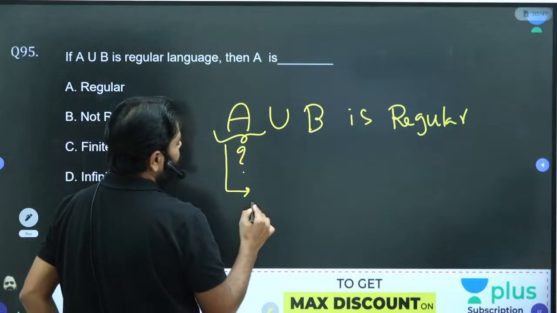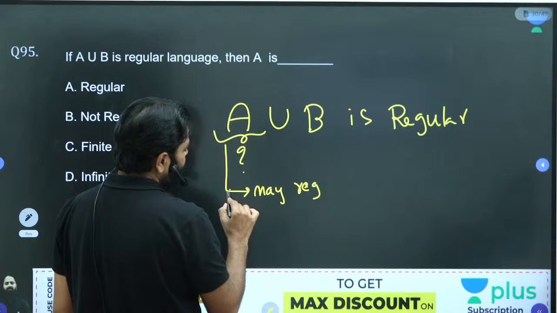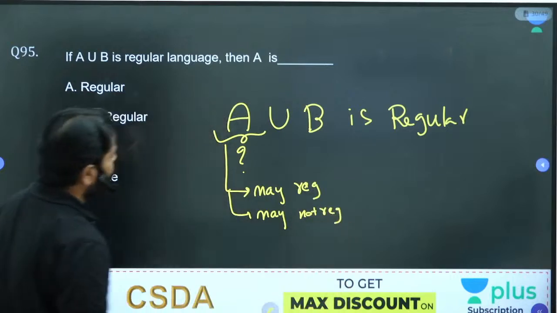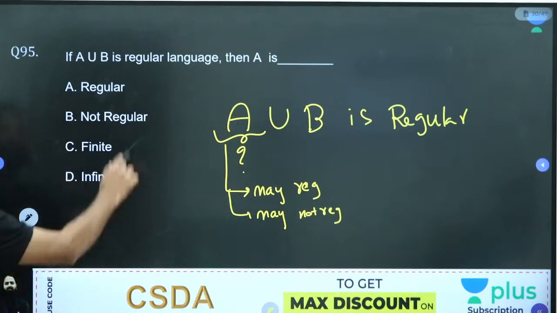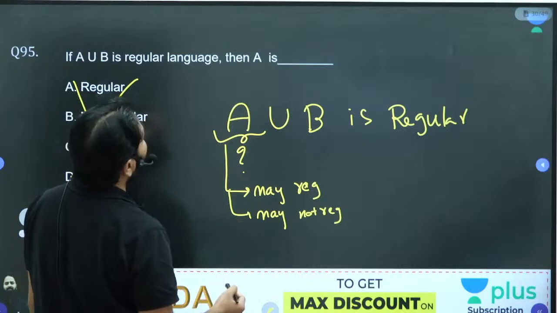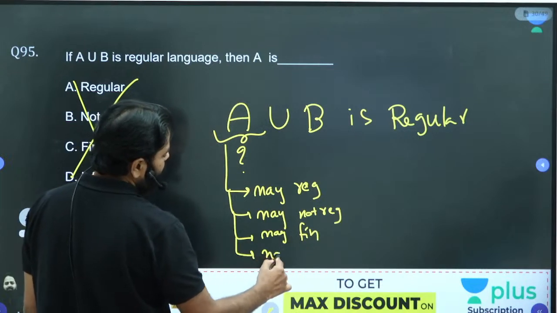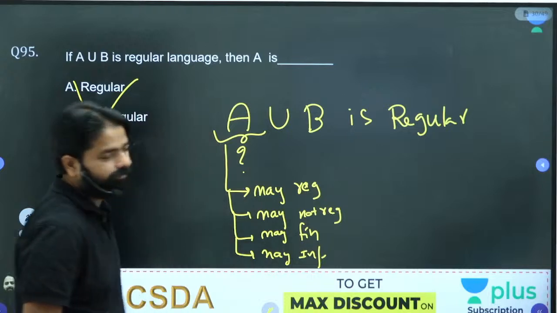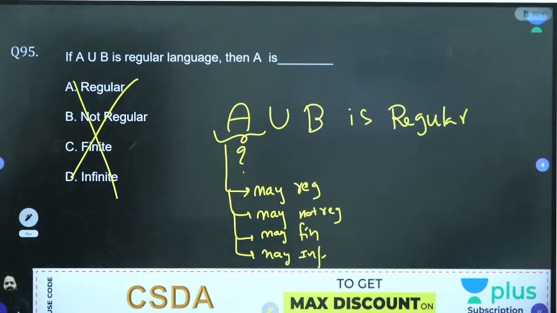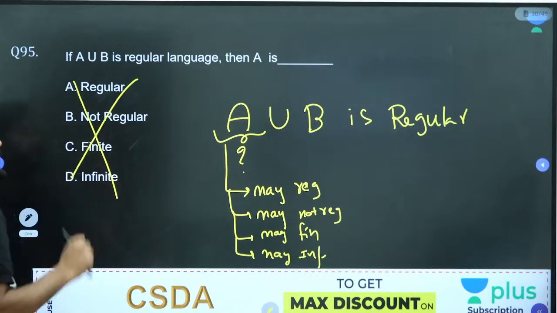This may or may not be regular, when it may be not regular. So we cannot answer any of this here. Cannot say even finite. It may be finite, but we cannot guarantee always. May be infinite. We are not sure about any of these options because they are not always. You should choose only always regular, then you should choose it. Sometimes regular you can't.